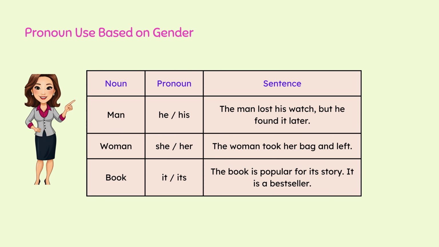Let's look at how pronouns are used based on the gender of a noun. Masculine gender. For a noun like man, we use the pronouns he or his. Example, the man lost his watch, but he found it later. Feminine gender. For a noun like woman, we use she or her. Example, the woman took her bag and left. Neuter gender. For non-living things like book, we use it or its. Example, the book is popular for its story. It is a bestseller. These pronouns match the gender of the noun and help avoid repetition.